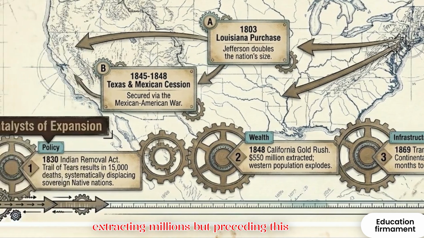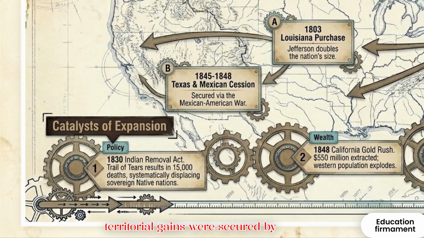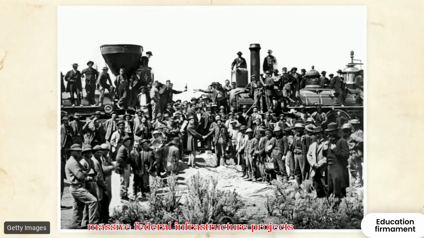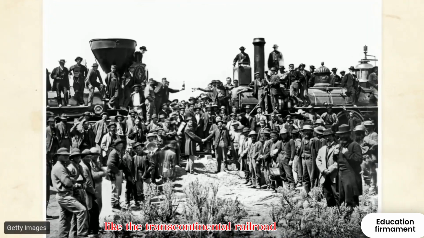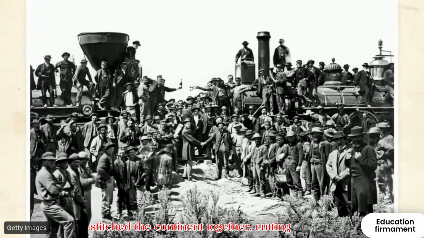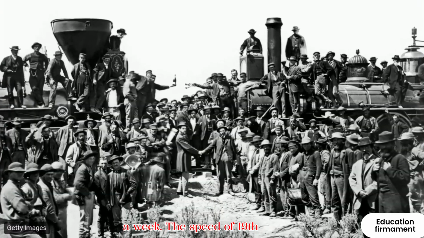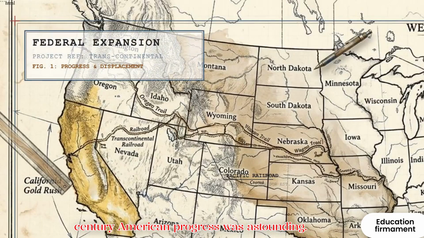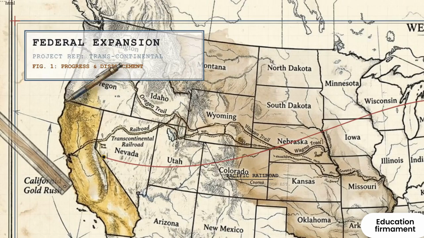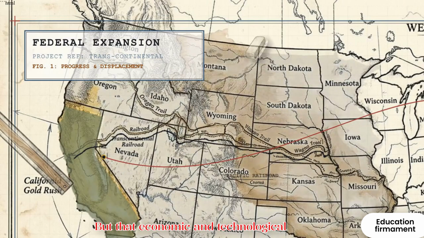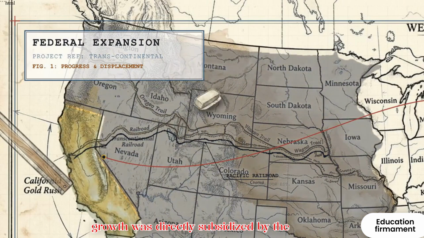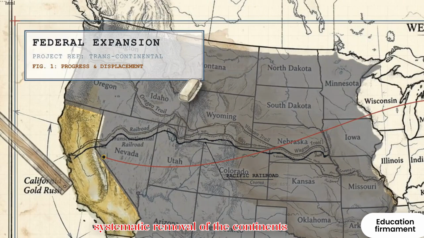But preceding this, territorial gains were secured by forcibly displacing 60,000 native people under the 1830 Indian Removal Act, killing at least 15,000. Once cleared, massive federal infrastructure projects like the Transcontinental Railroad stitched the continent together, cutting travel time from months to under a week. The speed of 19th century American progress was astounding. But that economic and technological growth was directly subsidized by the systematic removal of the continent's indigenous populations.